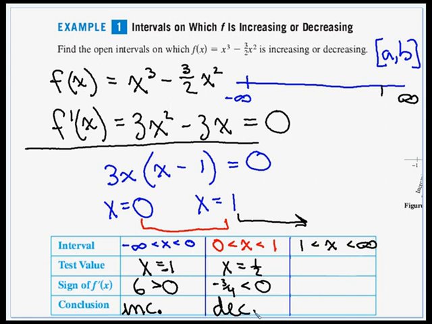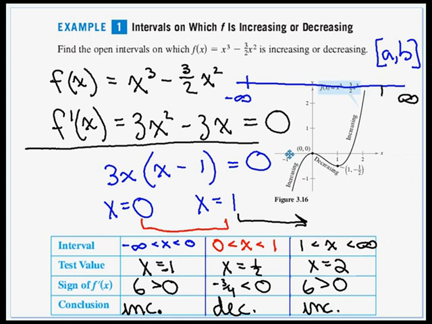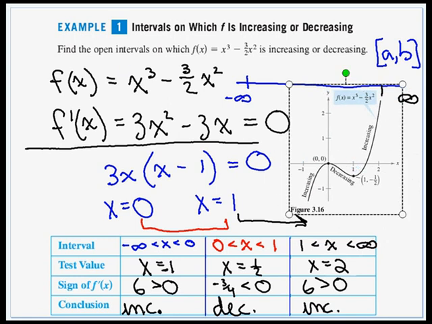And finally, for our last interval from 1 to infinity, let's plug in a +2. Plug a +2 into the derivative, we're going to get 6. Again, just like our first interval here, which is greater than 0. Positive numbers means our function is increasing across that interval. And let's see here, from this information, we can come up with a rough idea what the graph of this would look like.